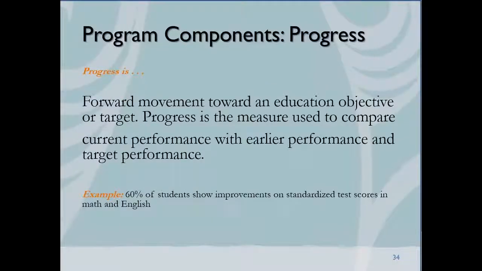So in our example here, we baselined our percentage of students at 50%. We had set the target at 80%. And our progress at this particular point in time, we're saying about 60% of our students through our particular program are showing improvement on standardized test scores in both English and math.